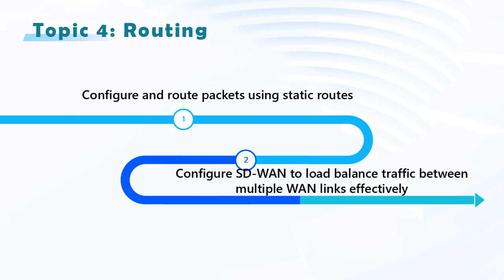Topic 4: Routing. It covers: configure and route packets using static routes, configure SD-WAN to load balance traffic between multiple WAN links effectively.